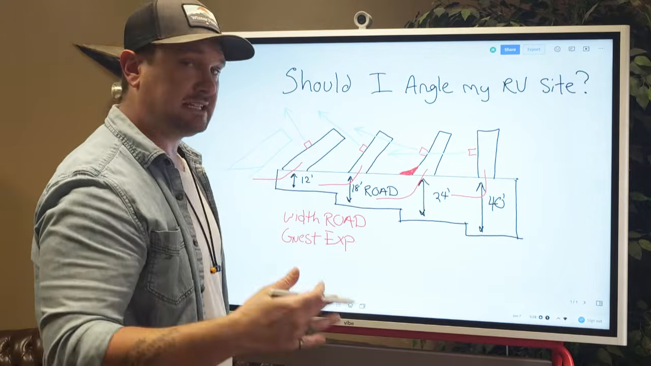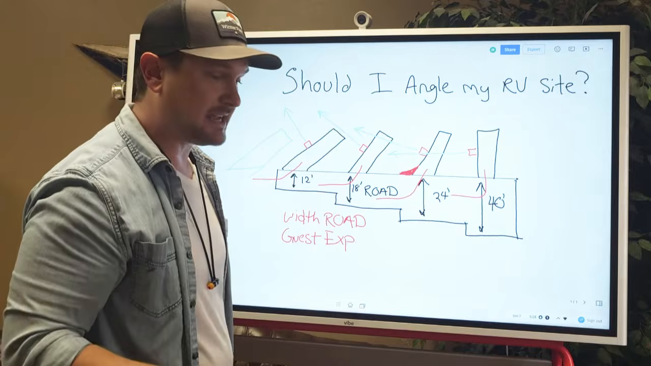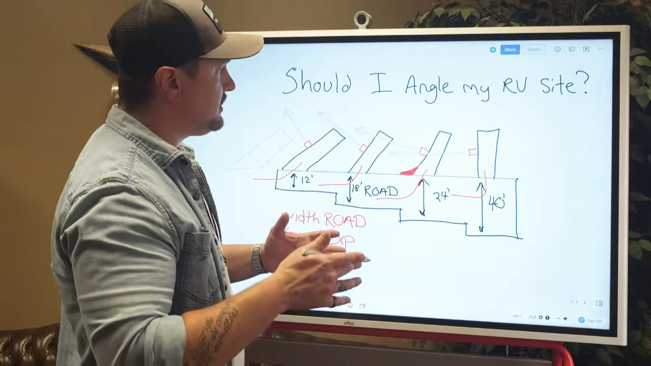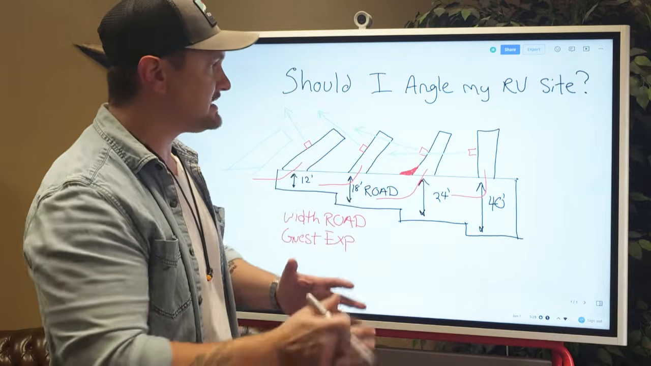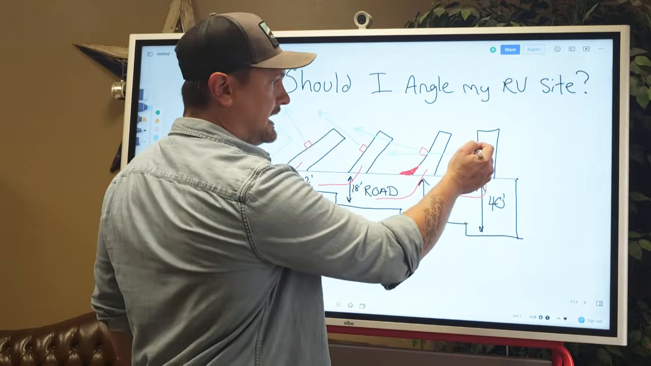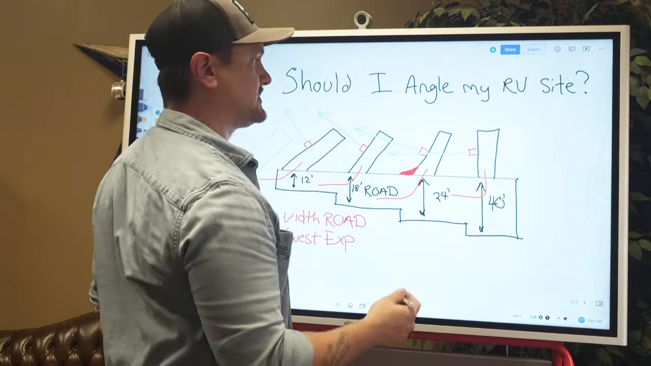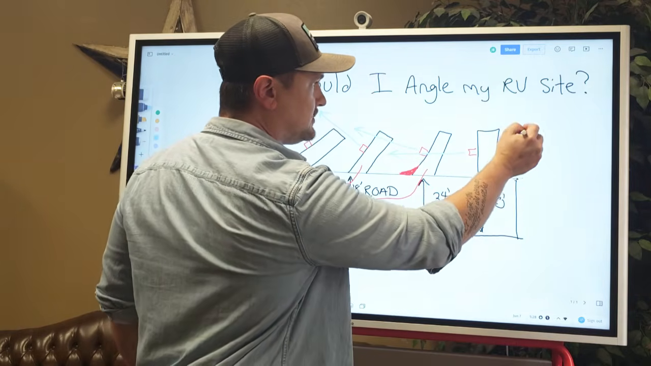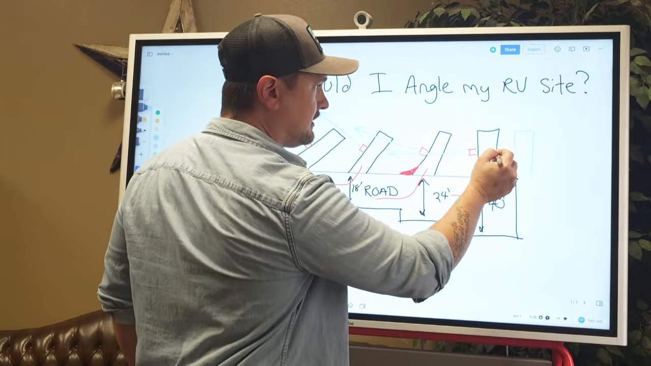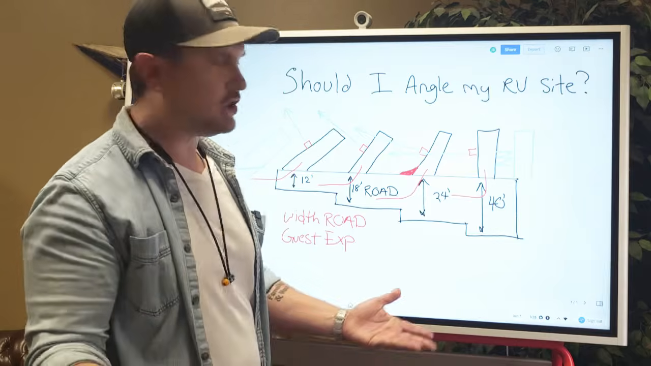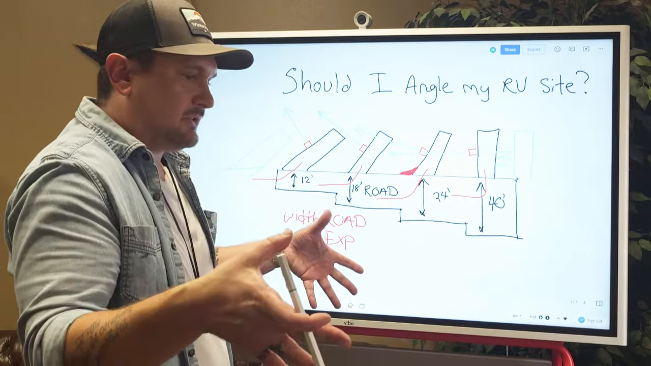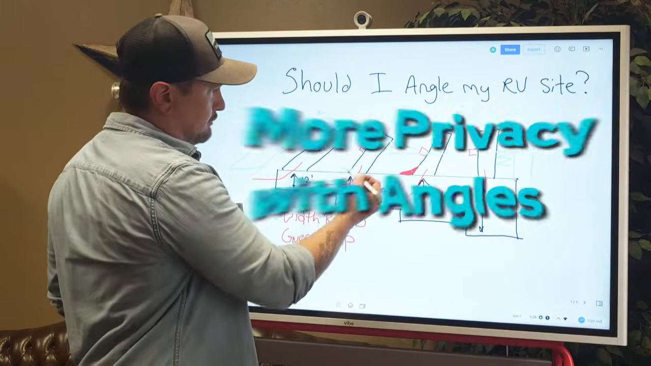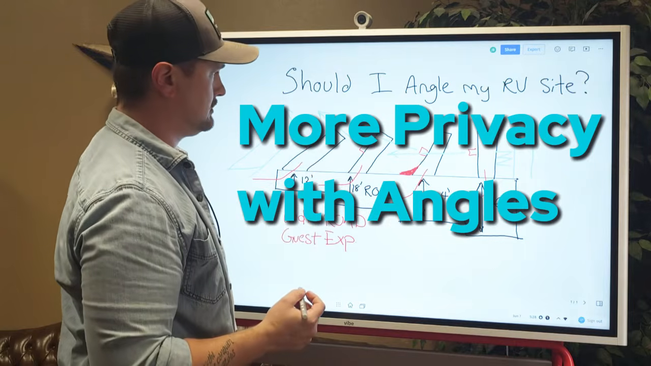And if you're building tight sites, and a lot of people like building tight sites because they want to cram them in, that's not my style, but most people do. If you're putting them in crammed spaces, I never suggest a 90. I don't care how wide your road is, because there's very limited space in between two 90-degree units. And you're both just looking at each other, in between each other. It's claustrophobic, okay? But you have a lot more privacy when you have these angles, okay?